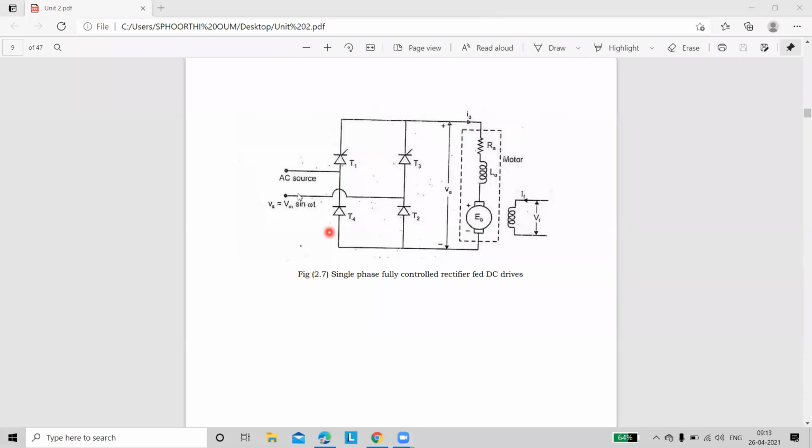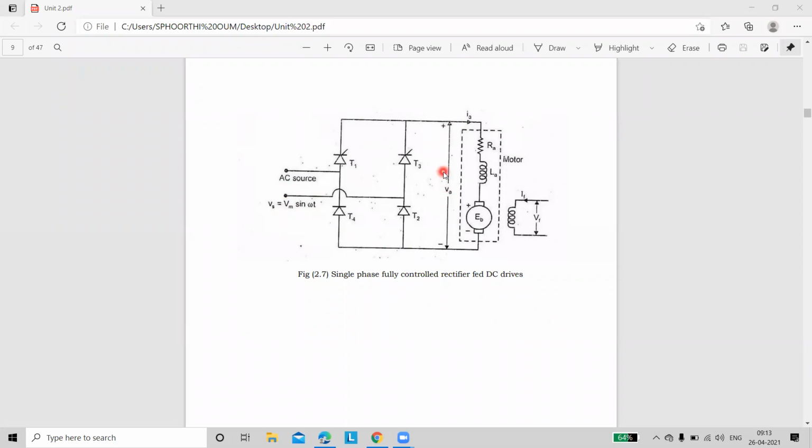Just see the construction. These 4 thyristors are connected in bridge pattern, and for this bridge a supply is given, indicated by Vs, the source voltage. The formula is Vs = Vm sin ωt. That is the sinusoidal AC source, where Vm is the maximum value of this input voltage. Next, from this rectifier, the output is V0, but here it is represented by Va. V0 is nothing but Va.